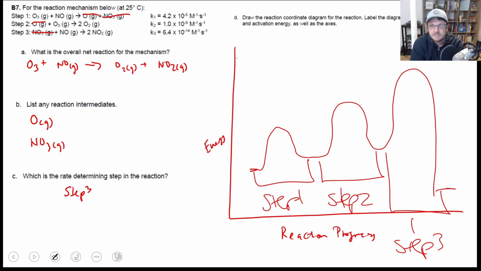Now, in terms of where those intermediate plateaus should be, should it be above? Should it be below? You can't really tell from the data, and so that's why I didn't make them dramatically different in this specific case. But what you can tell is that this is going to be the activation energy for the first one.